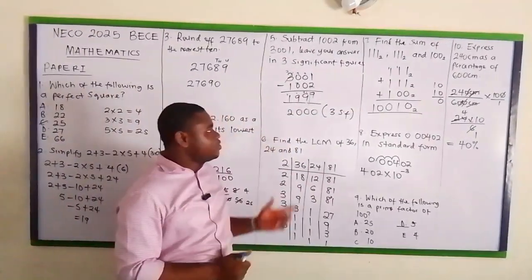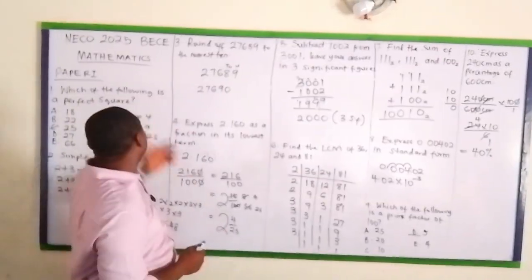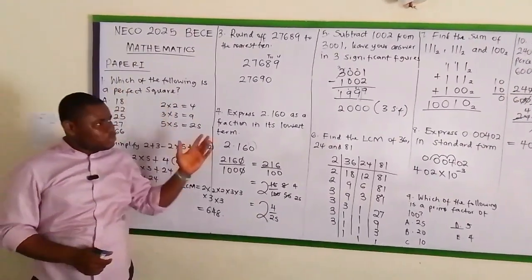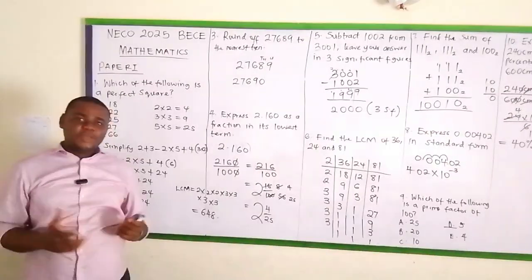Alright, we've come to the end of our lesson today on Neco 2025 BECE Mathematics paper 1, question number 1 to number 10. I hope you learned a lot.